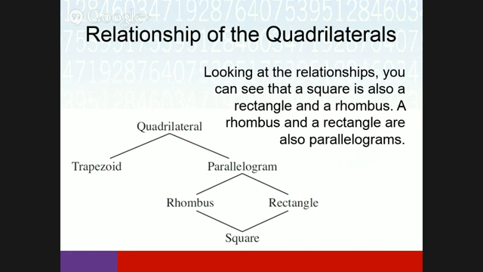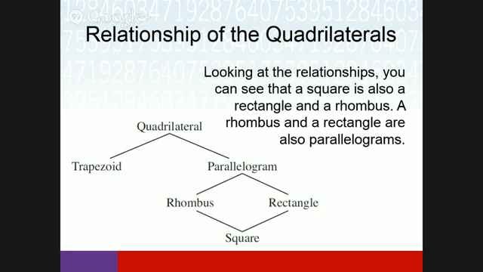So we have this little hierarchy here where all 4-sided shapes are classified as quadrilaterals. Then you either have a trapezoid or a parallelogram. The trapezoid only has 1 pair of parallel lines. You have 2 pairs of parallel lines for a parallelogram. From parallelogram, you're either a rhombus or a rectangle. The rectangle is 90 degrees.